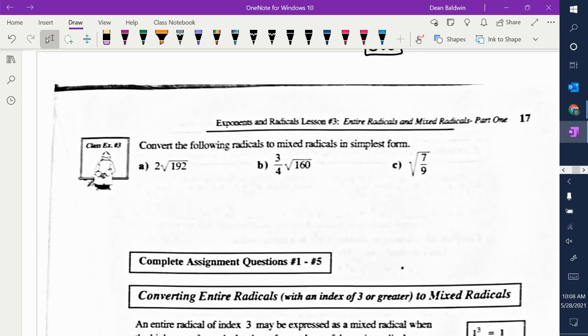Now, we're going to convert these radicals. They are mixed radicals. We're going to convert them to, I'm going to say more mixed radicals. What they want you to do is ignore that number there and break up the number that's inside. Okay? So this 2, just write it off to the side. And then just deal with 192. What multiplies to 192?